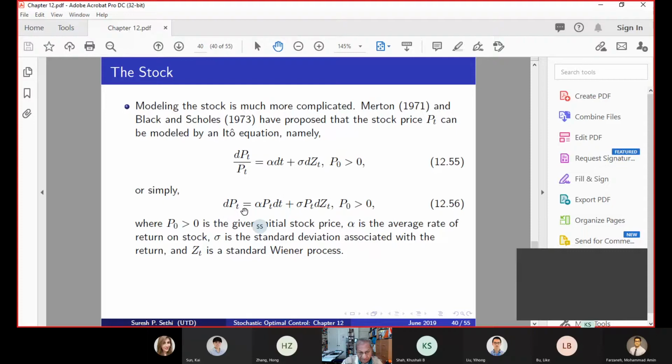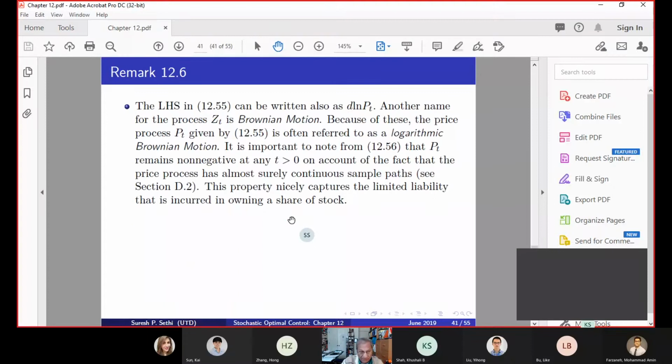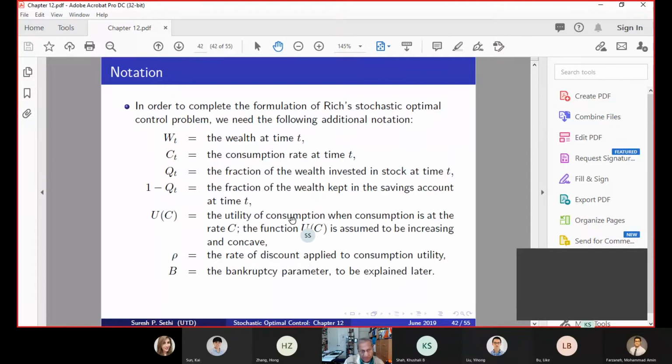We're going to develop the equation for the individual's wealth. And the individual's wealth will depend on the price and whatever. So we will do that, and then that becomes the state equation for us. Okay, we already talked about this. So let's develop the model.